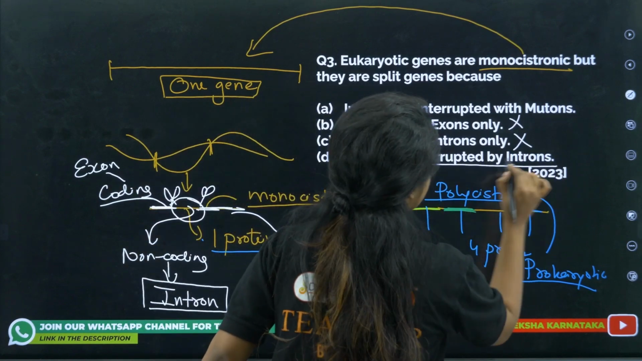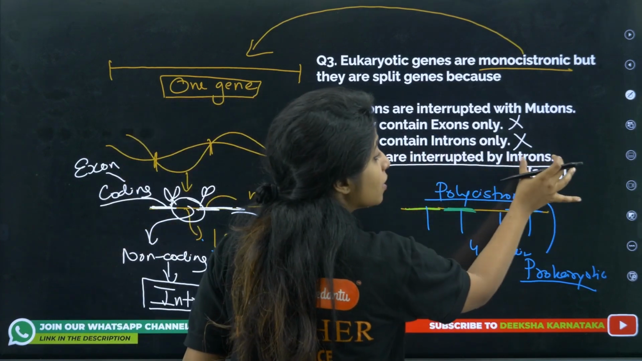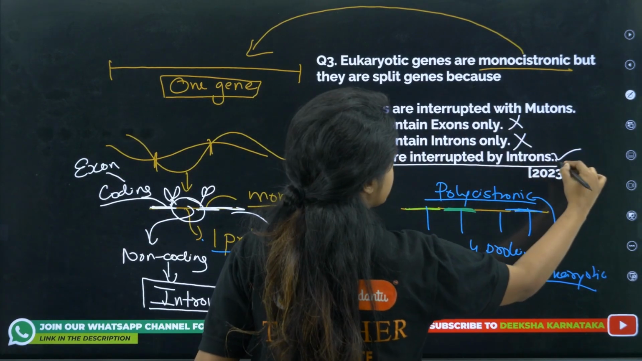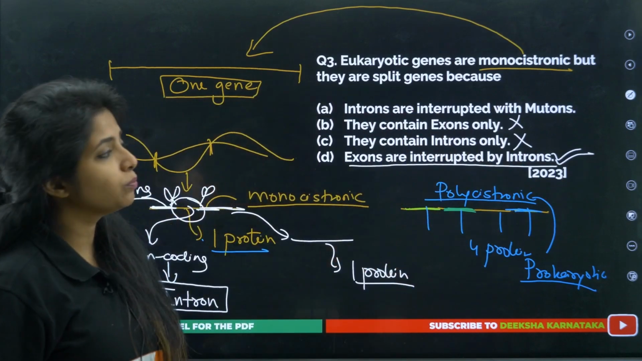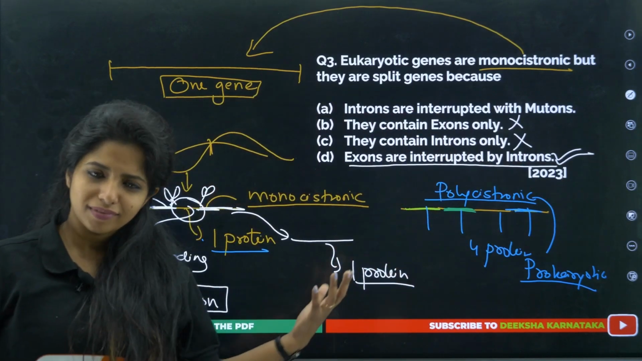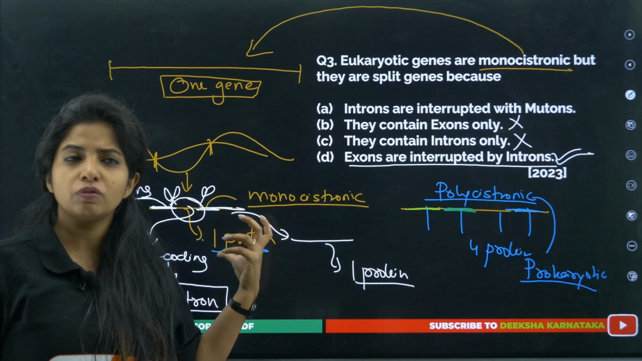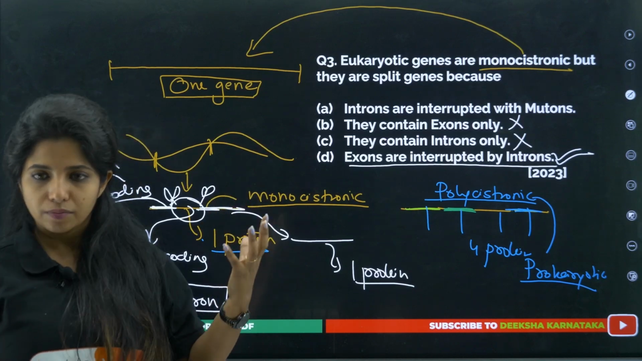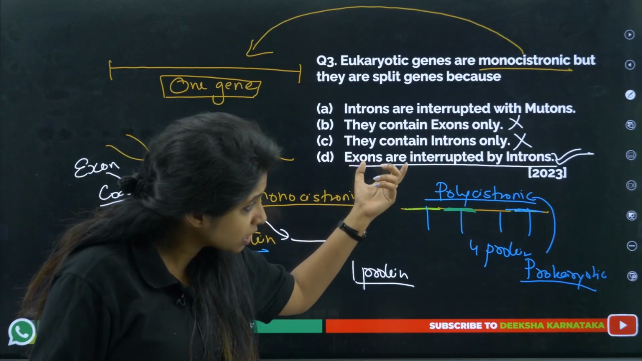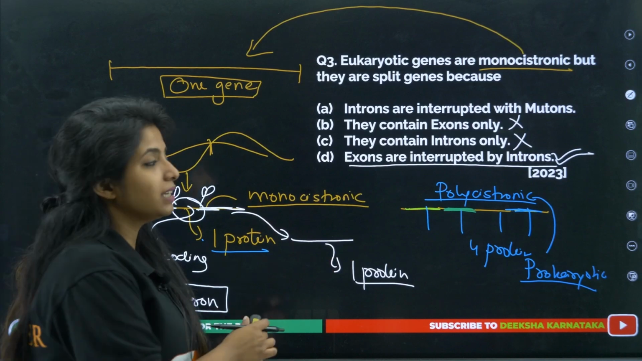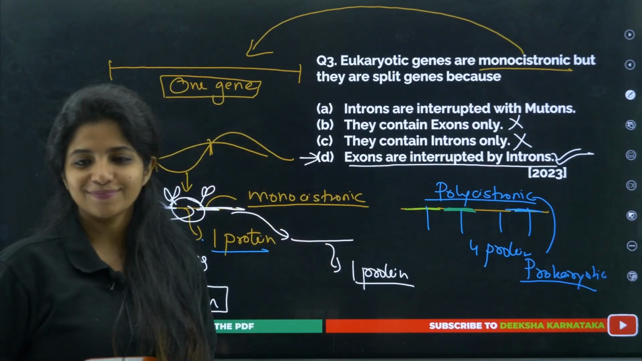This is the answer. The coding sequences are interrupted by the non-coding sequences. This becomes the answer. The option saying introns are interrupted with mutants is not the answer, because it does not make any sense. Mutants are those regions which are more probable to undergo mutation. Okay, that does not make any sense. Over here we have something that makes a lot of sense. So D is the option. Works?